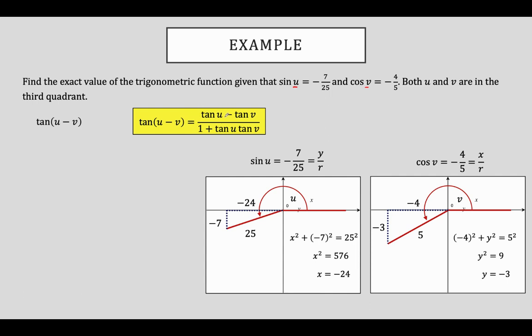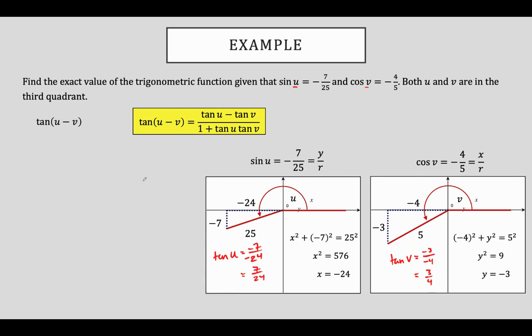To evaluate the tangent of the angle u, that's our y-coordinate divided by our x-coordinate, negative 7 over negative 24. Notice both are negative. This is just going to give us 7 over 24. And the tangent of v, y, negative 3 divided by negative 4. Negatives over negatives cancel out, and we're left with 3/4.